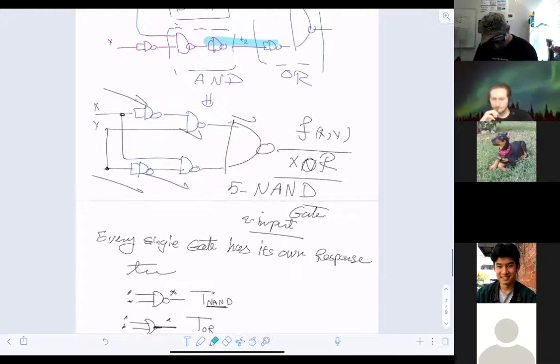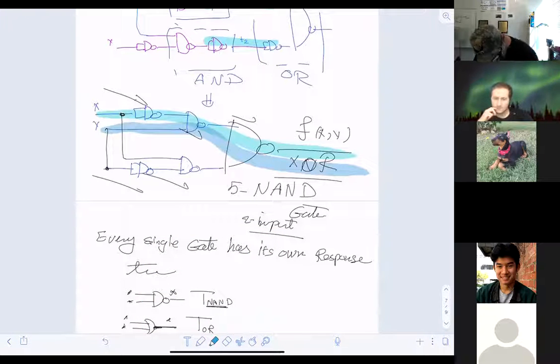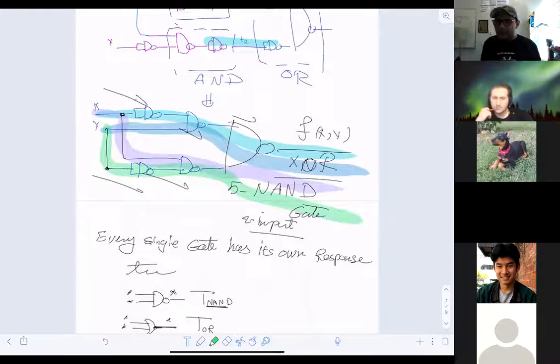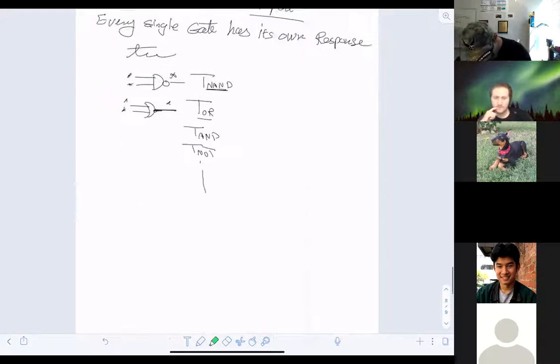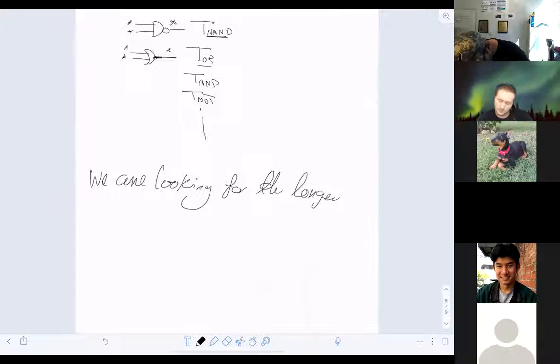So how many paths do I have here? The path is the line between the input and output, right? So there is one possible path to the output here, while there is another possible path to the output here, while another possible path to the output there, and the last possible path to the output there. Right? I'm looking for the longest path, which we call the critical path. So in a circuit, we are looking for the longest path, which is called the critical path.